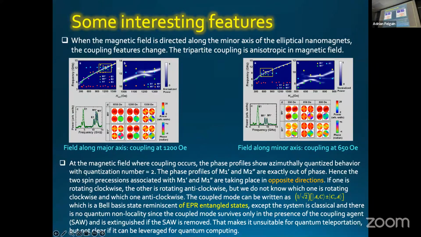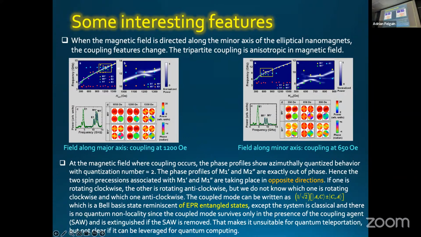So at the magnetic field where coupling occurs, now you're talking about the phase profiles. They show azimuthally quantized behavior with quantization number equal to 2. In this case, we are covering 4 nanomagnets, and these 4 nanomagnets are more or less identical. So instead of showing 4, we show only 3, and the 4th one is not the power, but the phase. For the first 3 we show the power. There's no need to show the power for the 4th because it will be the same as the others. No difference. We showed 3 to show that there is no difference between these 3.